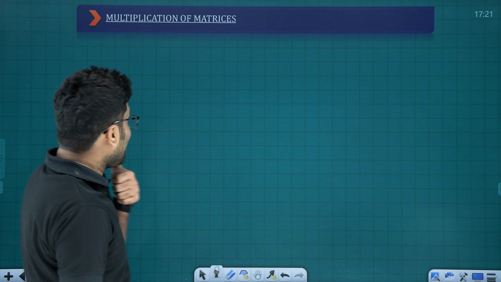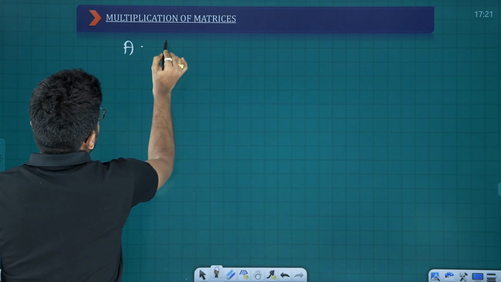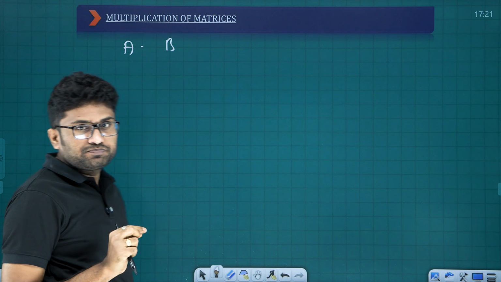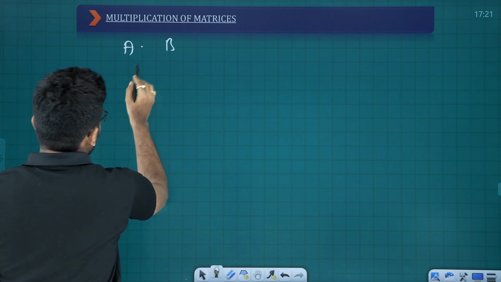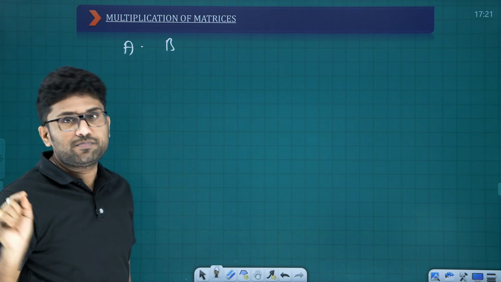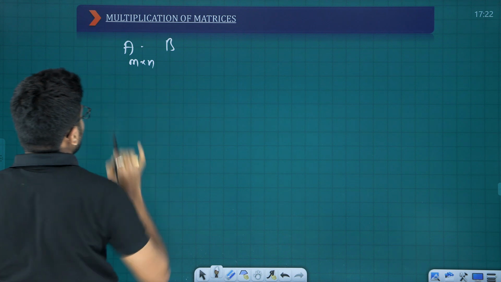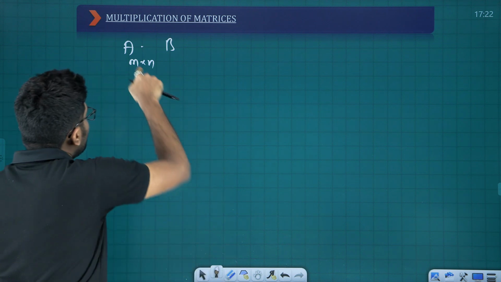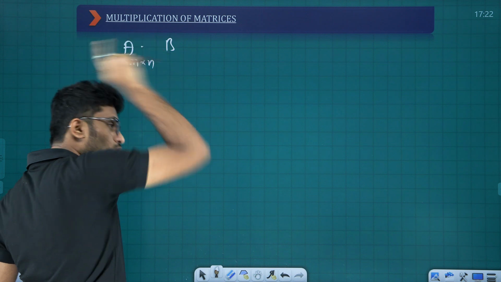Next, multiplication of two matrices, friends. How do we multiply two matrices? Capital A and capital B are said to be compatible for multiplication only when the number of columns in A is equal to the number of rows in B. That is, if A has order m by n, then n, the number of columns in A, should be equal to n, the number of rows in B.